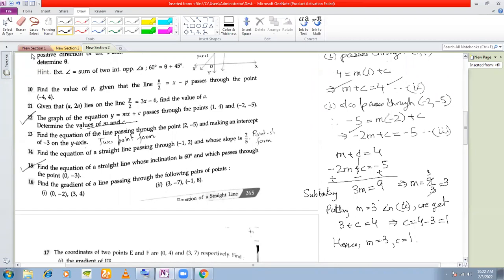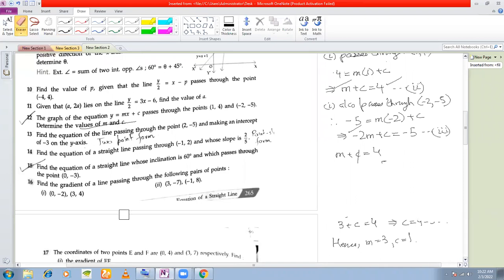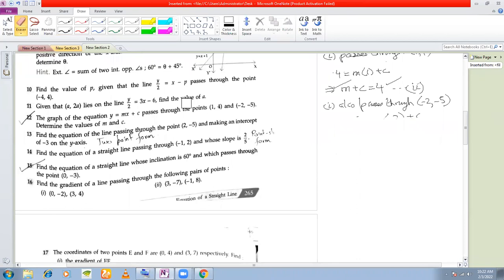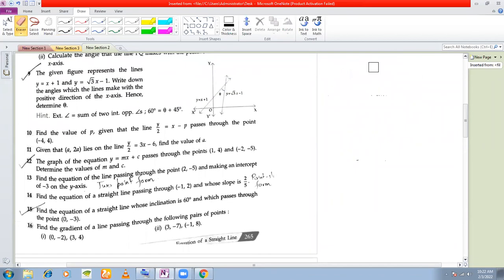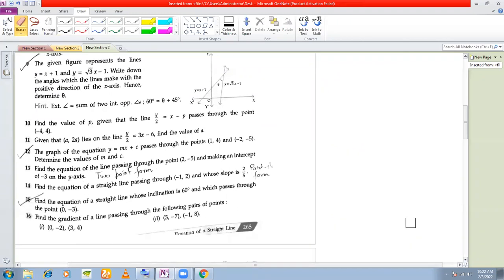Okay, so whenever it is given to you that a straight line passes through a certain point, it must satisfy the equation of the straight line. That means you can replace x by the x coordinate of the point, and y by the y coordinate of the point. Okay.